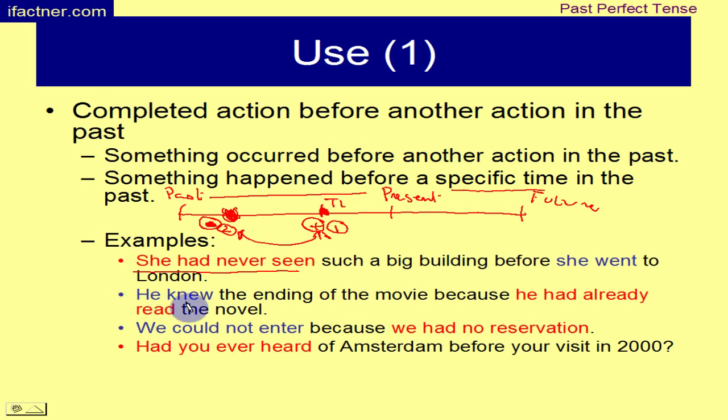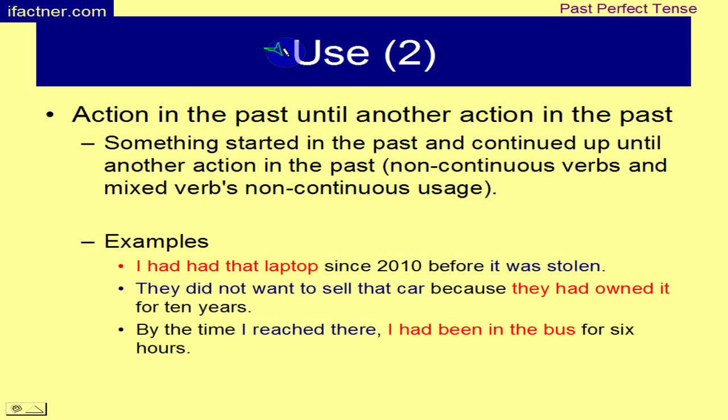Similarly, he knew the ending of the movie because he had already read the novel in the distant past. We could not enter because we had no reservation. Had you ever heard of Amsterdam before your visit in 2000? So you visited Amsterdam in 2000, and I'm asking you, had you ever heard of Amsterdam before 2000, before that specific time?